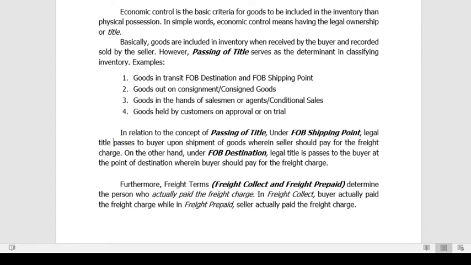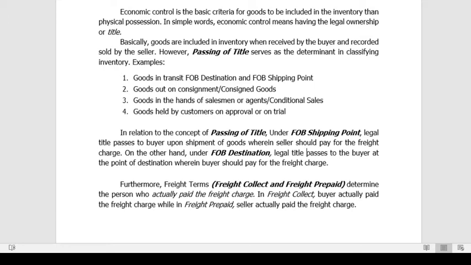Legal title passes to buyer upon shipment of goods wherein the seller should pay for the freight charge. On the other hand, the FOB destination legal title passes to the buyer at the point of destination wherein the buyer should pay for the freight charge. So what is the concept under FOB shipping point?